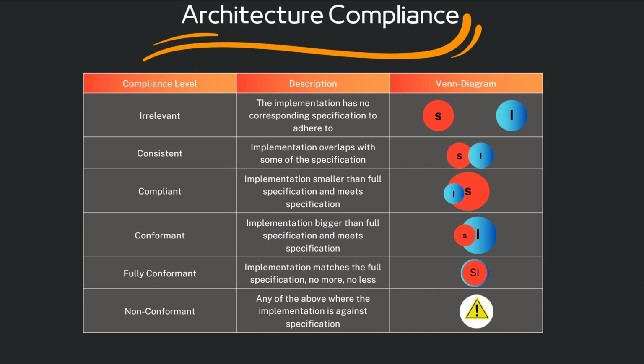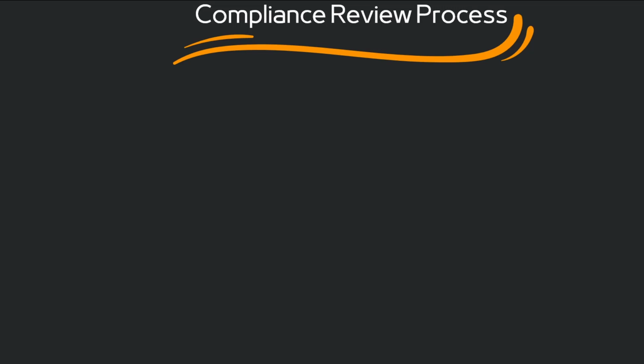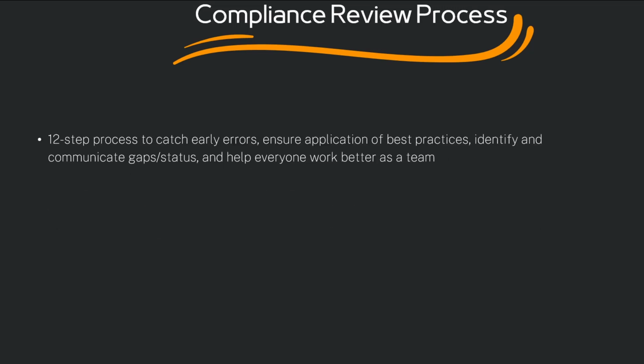Conformant is when the implementation is much bigger than the actual specification, but it still meets the requirements of the specification. Fully conformant is when the implementation matches the full specification, no more, no less. And finally, what you don't want to hear, non-conformant. Non-conformant is when any of the above situations exist, but the implementation goes against the specification in any manner or size.